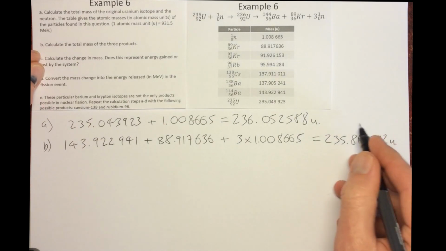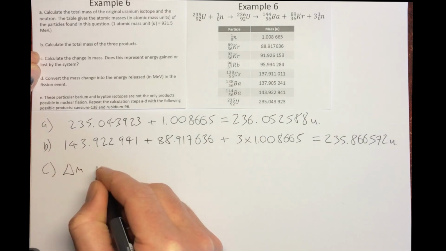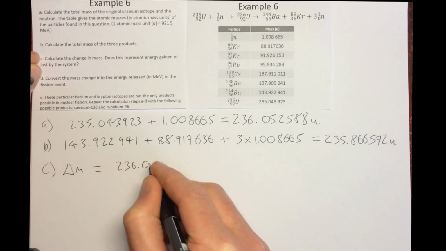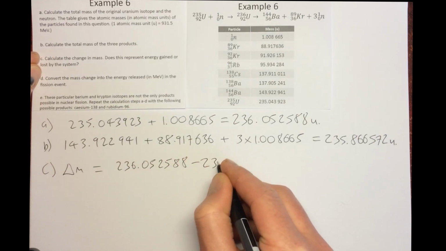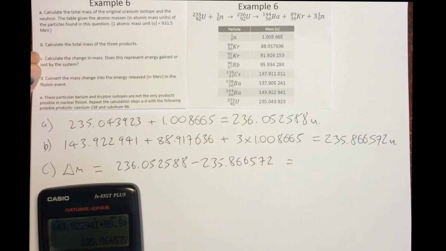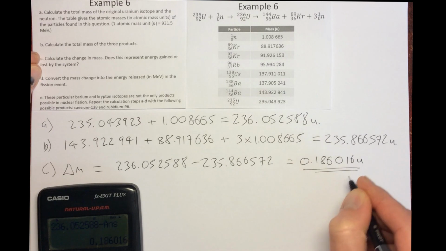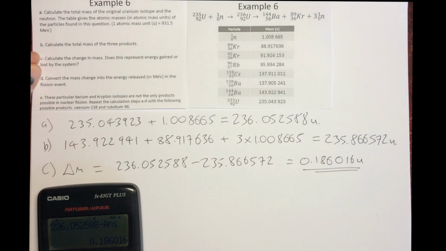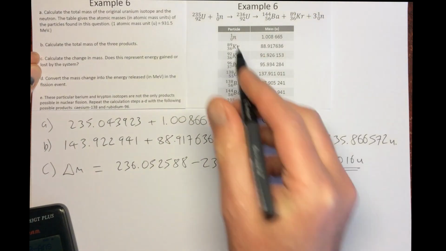Now part C says calculate the change in mass. You can see the mass of the products is less than the mass of the original reactants, so the change in mass, or delta M, is equal to 236.052588 minus 235.866572. That's 236.052588 minus the original answer, and that gives you 0.186016 U. So that's the difference in mass between these two things. These products here have that much less mass than the original reactants.